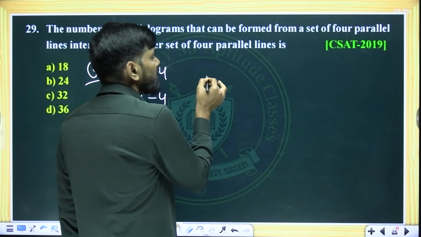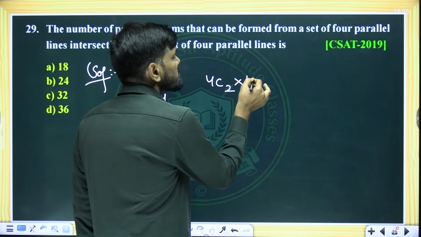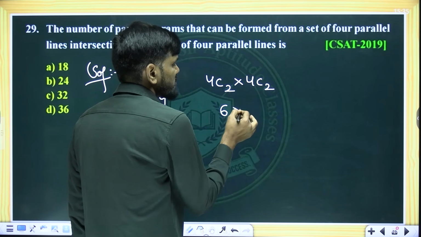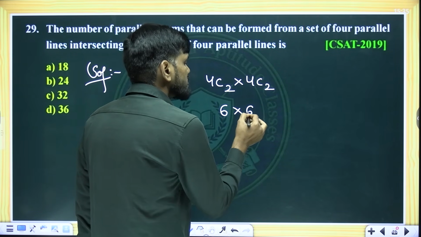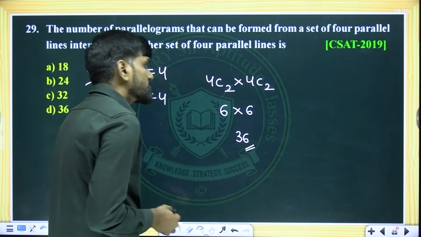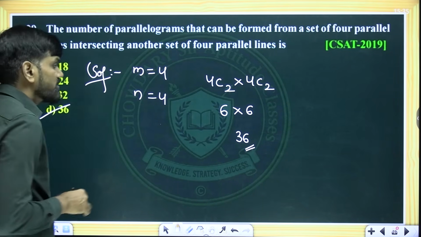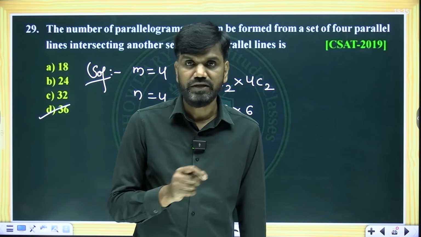The total number of parallelograms are MC2 into NC2. 4C2 is nothing but 6, 4 into 3 by 2. Again it is 6. So 6 into 6 is giving you how much? 36. Hence the total number of parallelograms we can form are how many? 36. Hence it should be option D.